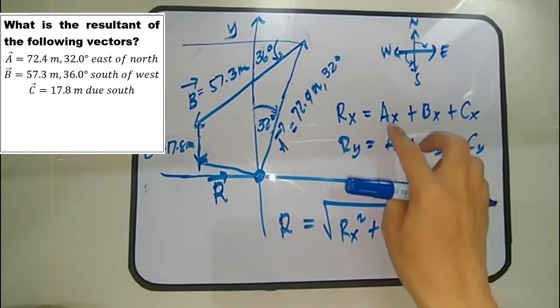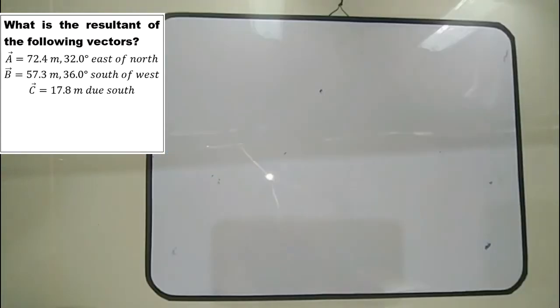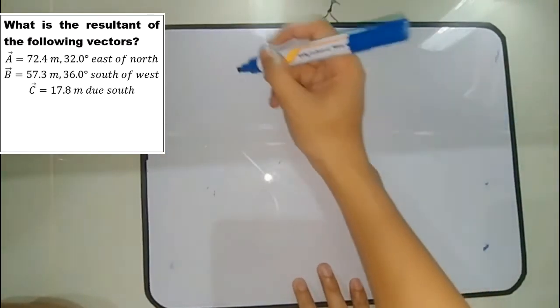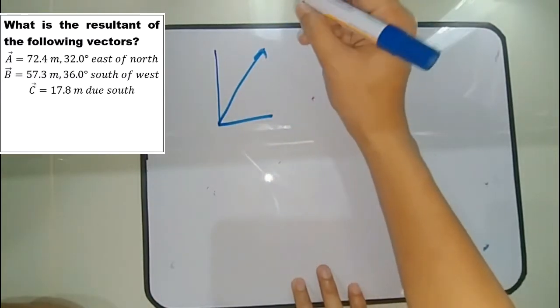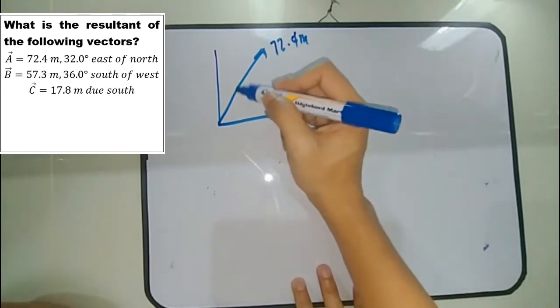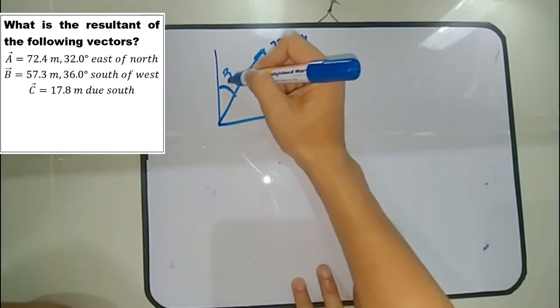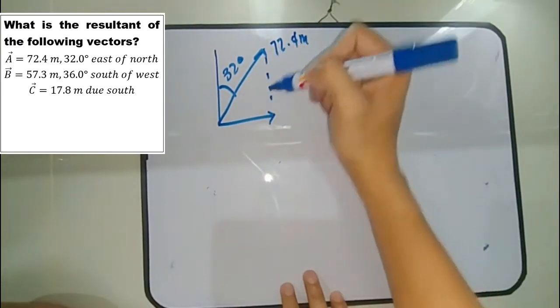So start natin guys, A sub x. Kunin natin yung x component ng vector A. So ang vector A natin guys, so i-redraw natin siya separately. So we have this 72.4 meters. So this is 32 degrees. So we need to find this x component.